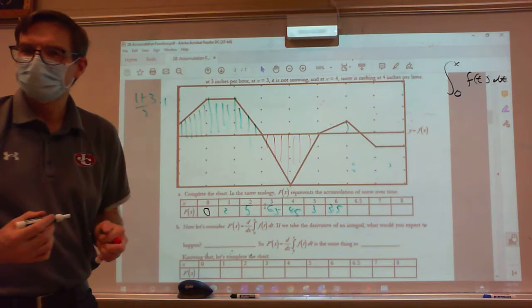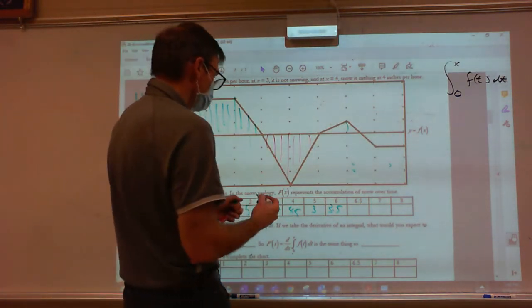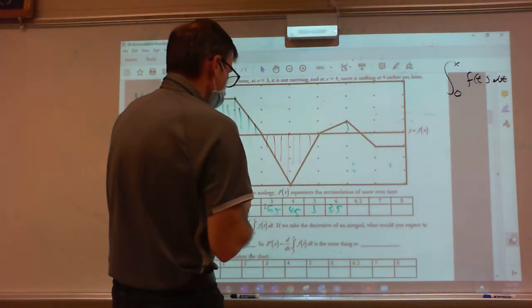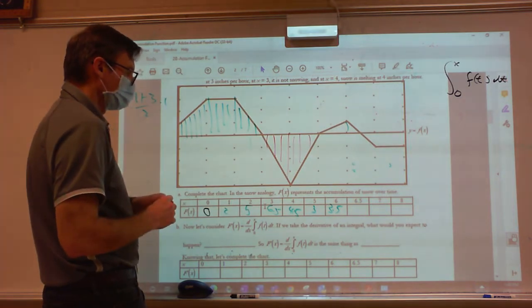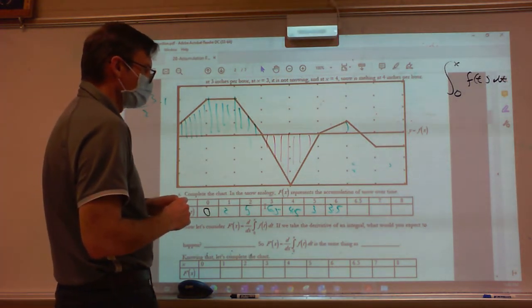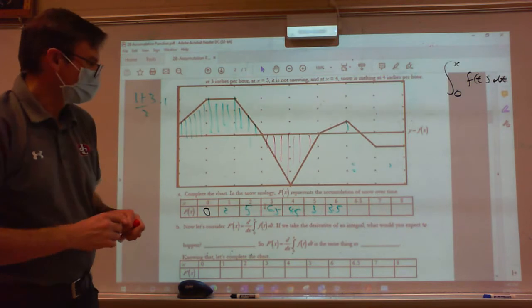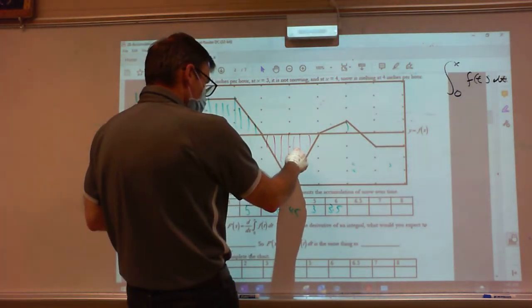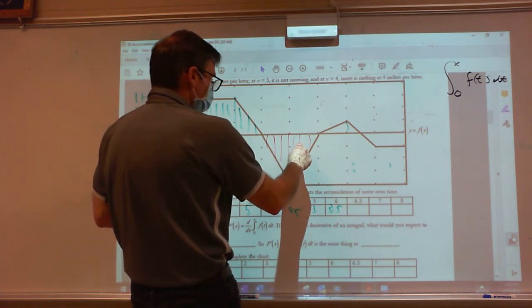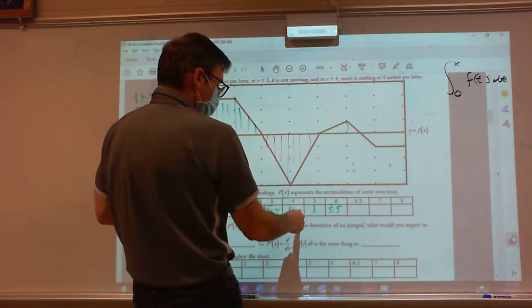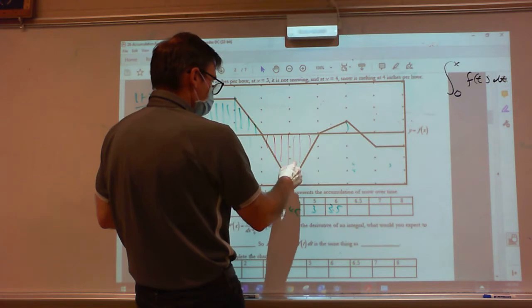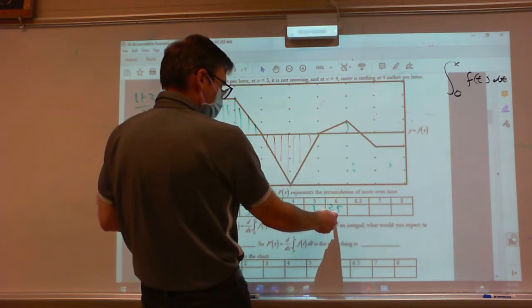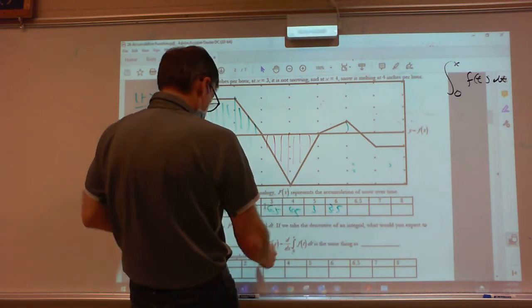Am I doing this right? Wait, how? I don't think 5 is right. Yeah, no, that's right. Wait, isn't the triangle on the bottom 2? Oh, the second one is 2. Oh, whoops. Yeah. So I need to take... I'm so confused.